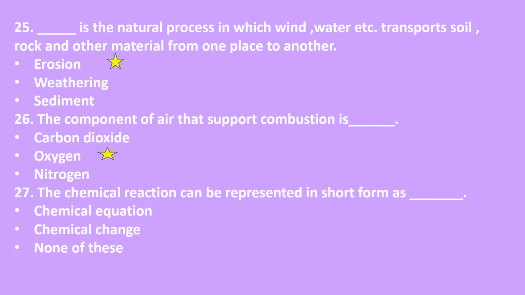Question number 27. The chemical reaction can be represented in short form as. How can we represent a chemical reaction in short form? Or we can say a brief representation of a chemical reaction is called what? Chemical equation, chemical change or none of these. So when we represent a chemical reaction in short form with formulas, it is called a chemical equation. So here the correct answer is chemical equation. So a chemical reaction can be represented in short form as a chemical equation.